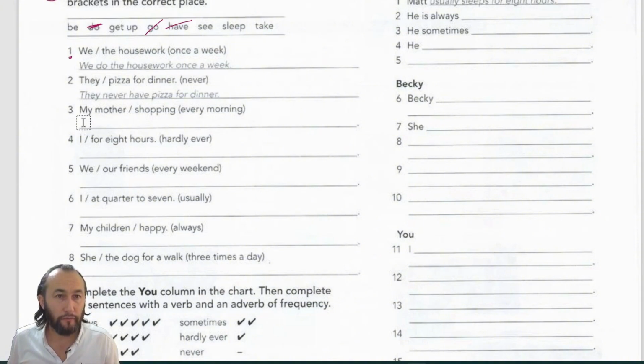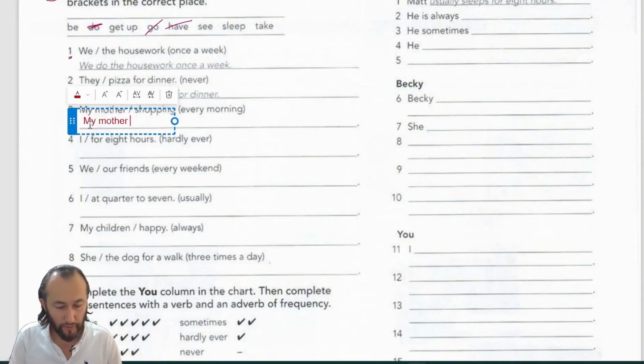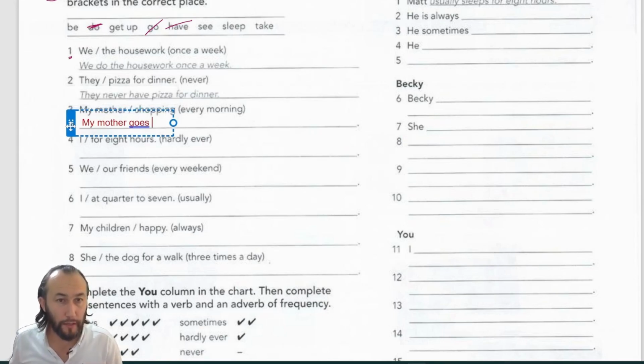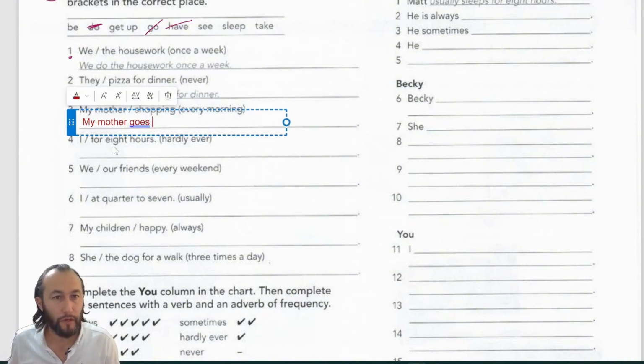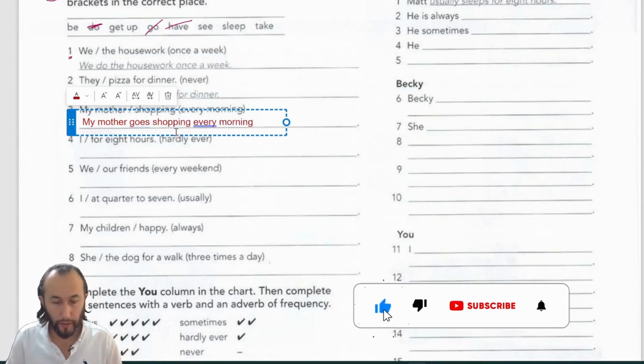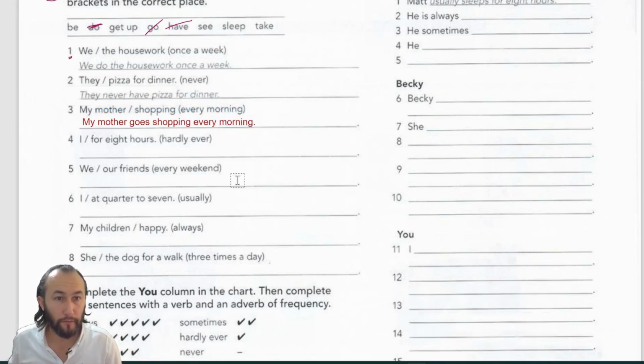We're going to write down my mother. My mother is she, so we say goes, present simple, right? Why am I using goes? Because we use present simple for routine activities. And how do I know if it's a routine? Because every morning is a frequency or routine activity. My mother goes shopping every morning. Perfect, guys.